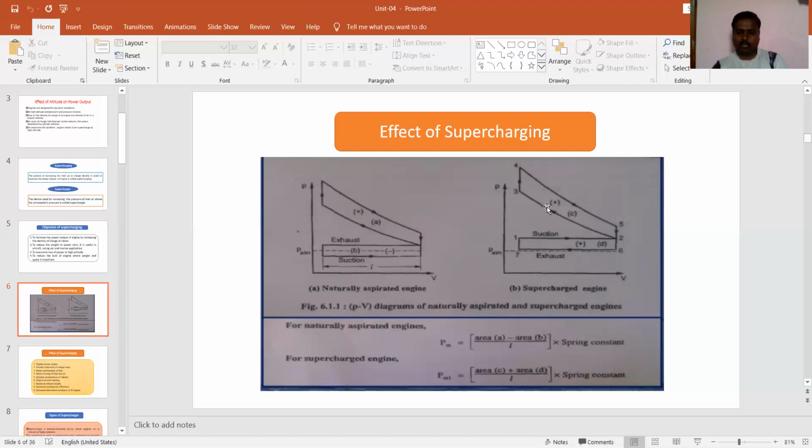If you want to calculate the resultant pressure, that is the mean effective pressure, it is calculated by using these two areas, area D and area C. Here both the areas are above the atmospheric pressure. Therefore the resultant pressure is nothing but the addition of area C and area D. This is the mean effective pressure for the supercharged engine. Here we can see the difference between supercharged and non-supercharged engine.